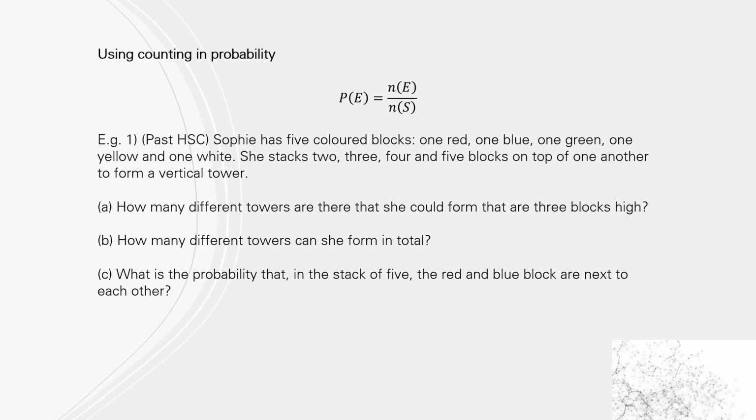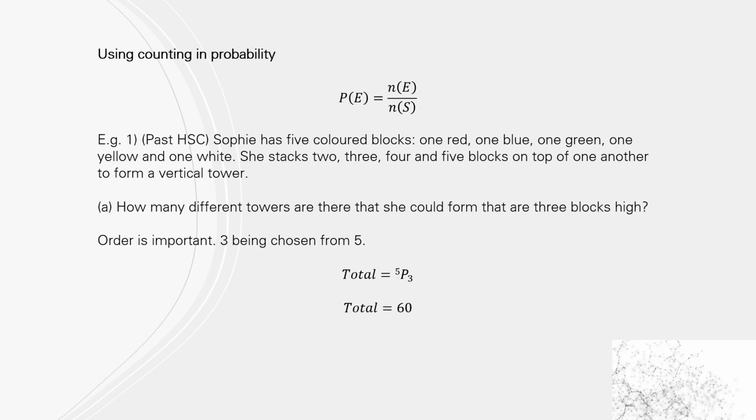We're going to have a look at how many different towers she can make from the blocks that are 3 blocks high, how many different towers she can form all together, and then the probability that in the stack of 5 the red and blue are next to each other. For the first one, order is important, and we're choosing a stack of 3 from the 5 blocks, so that's 5P3. That's 60 different ways that she could have a stack of 3.